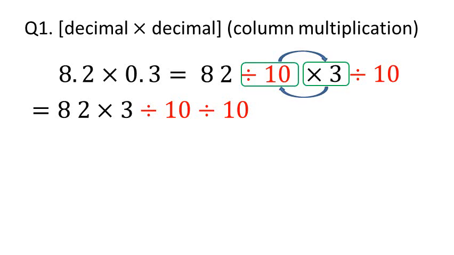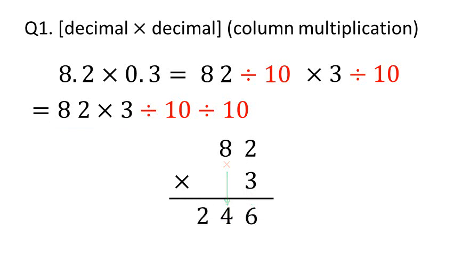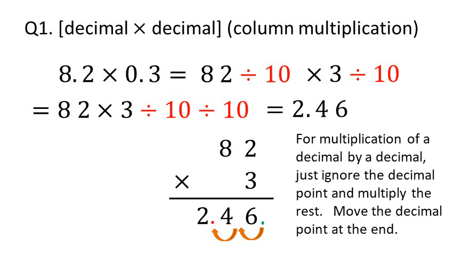Now let's start the calculation. First, you ignore the decimal point and just calculate 82 times 3. Let's calculate this by column multiplication. 2 times 3 becomes 6, and 8 times 3 is 24. Since 246 is a whole number, we can place the decimal point at the right end. Then, you just move the decimal point 2 places to the left. So the answer is 2.46. For multiplication of decimals, just ignore the decimal point and multiply the rest. Move the decimal point from the right end to the left.